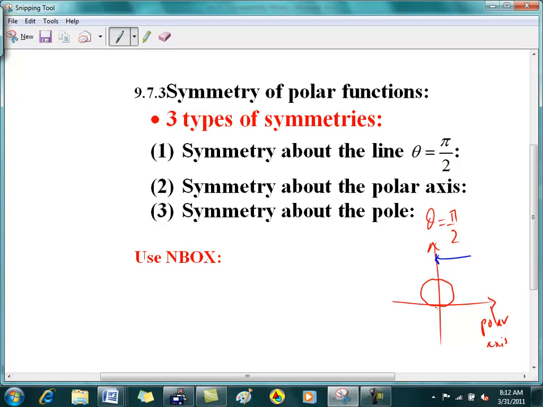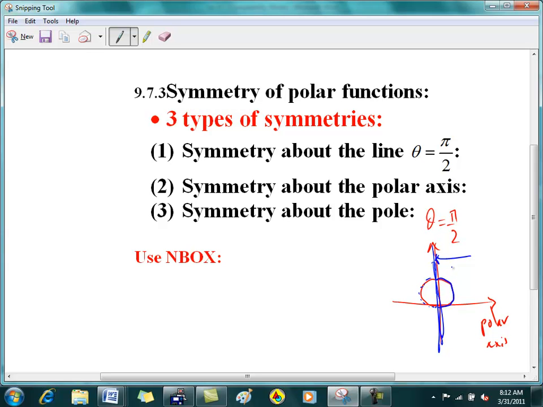Because this part of the graph can be folded over onto that. So if you were to take a piece of paper, graph this and fold it over this line, the two halves are going to overlap. The two halves of the circle are going to overlap. That's why the graph that I drew earlier is symmetric about the line theta equals pi over 2.